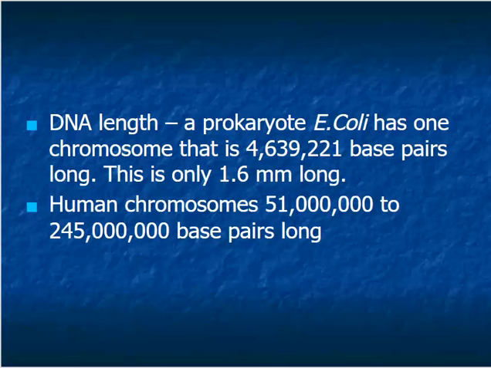If you look at the length of DNA, it depends on the organism. A prokaryote, which is a bacteria called E. coli, has one chromosome that is 4,639,221 base pairs long. This is only about 1.6 millimeters long, so it's very small. Human chromosomes are bigger, a lot more complicated.